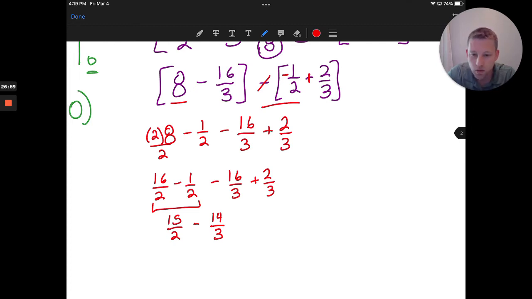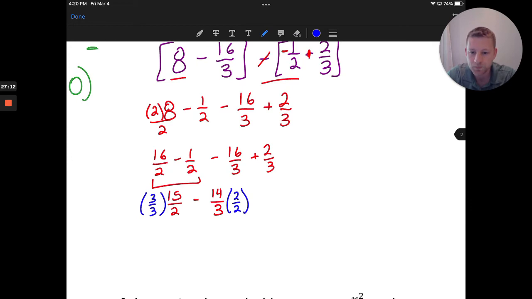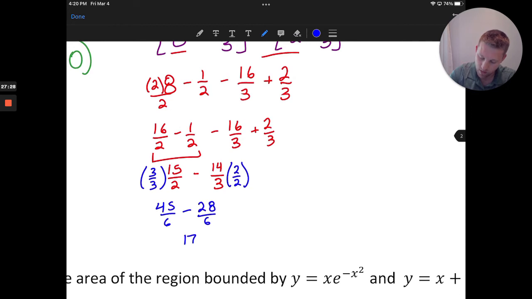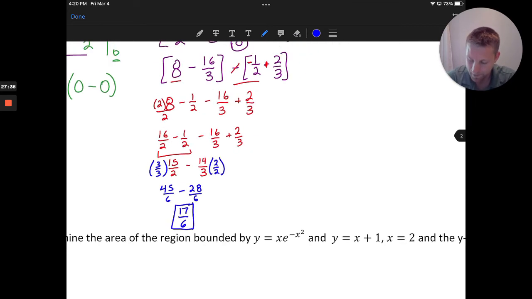And if we work to get a common denominator here, I think we can do that with a common denominator of 6. So we'll have to multiply by 3 over 3, and then 2 over 2 for the last bit. So this becomes 45 divided by 6, minus 28 divided by 6. And that'll give us a final result here of 17 over 6. So we do get the exact value there, 17 over 6.